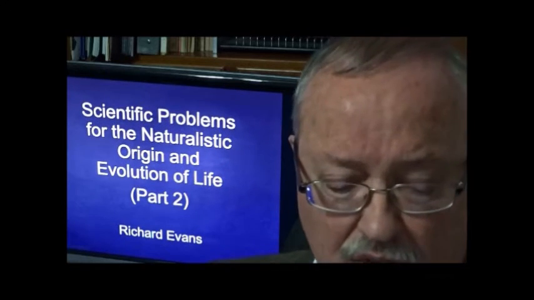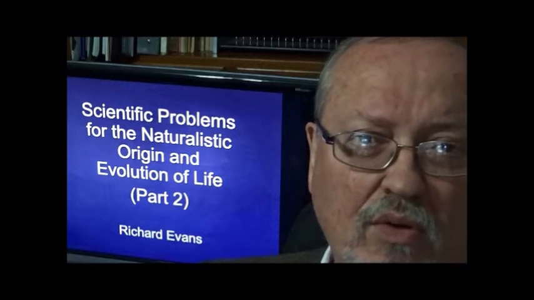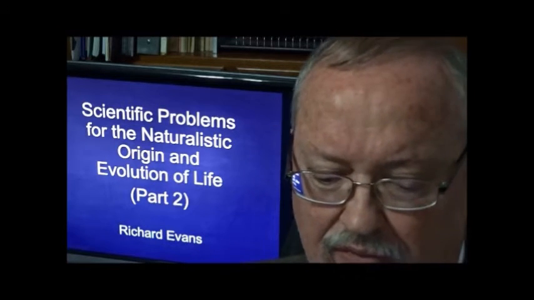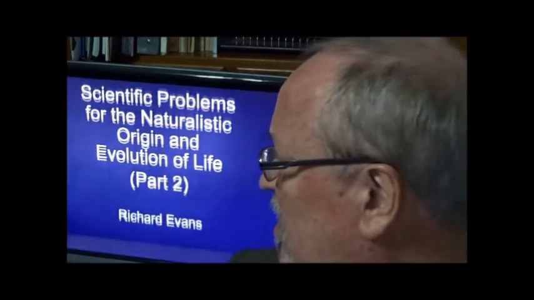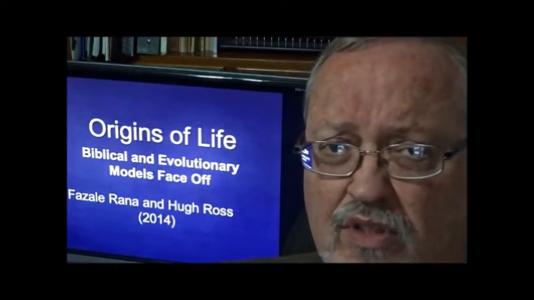And now we'll continue with scientific problems for the naturalistic origin and evolution of life. We're going to review part one. Part one was shown at a Southwest Dallas Reasonable Faith chapter meeting in the last couple of months. But if you're watching this video, probably you've never seen that, so we're going to do a quick review of part one. Refer to this book that we just told you about.